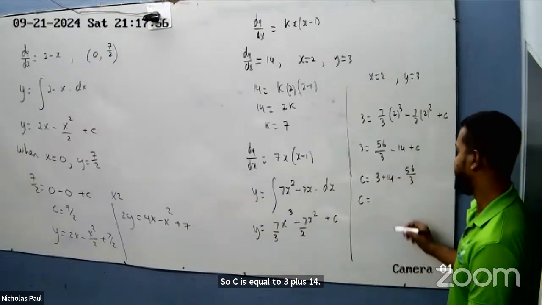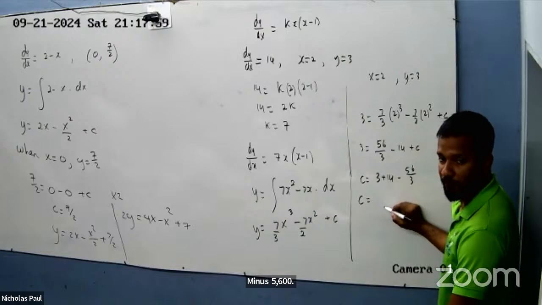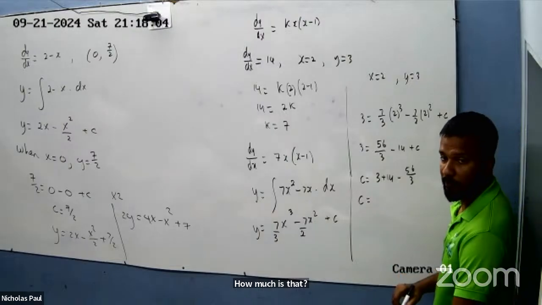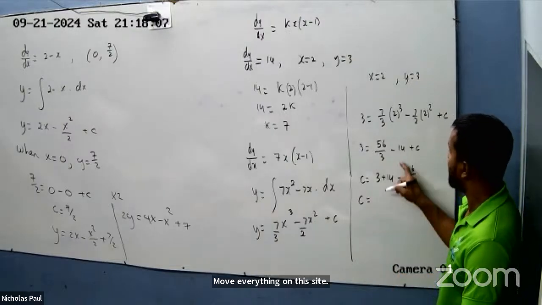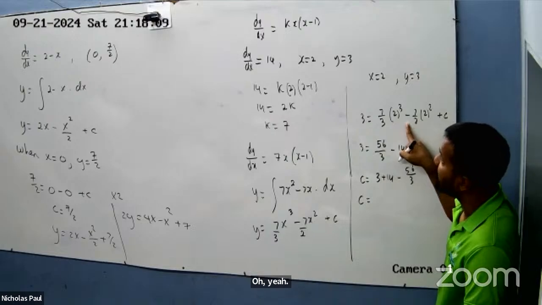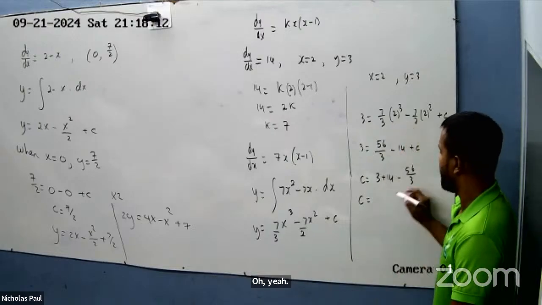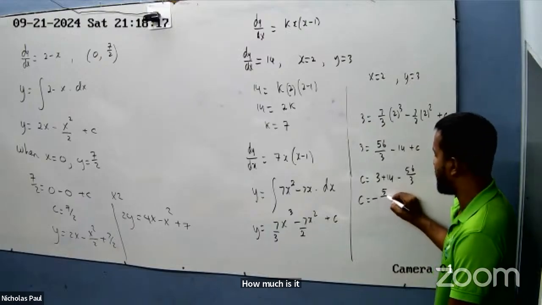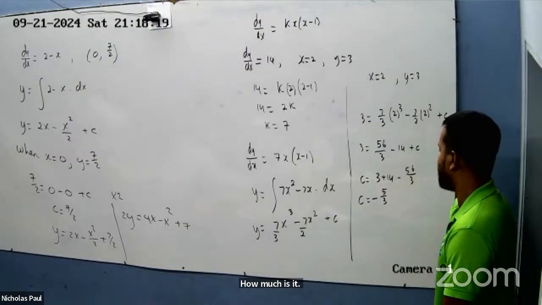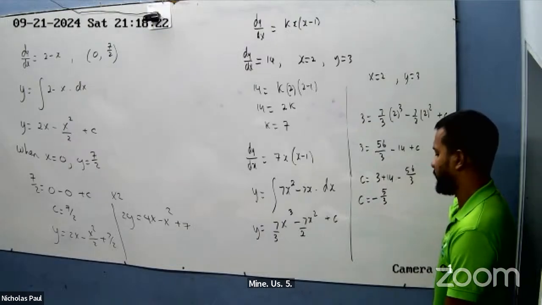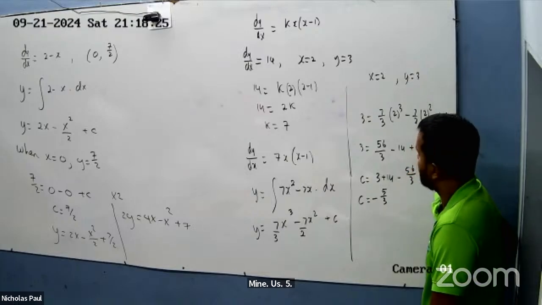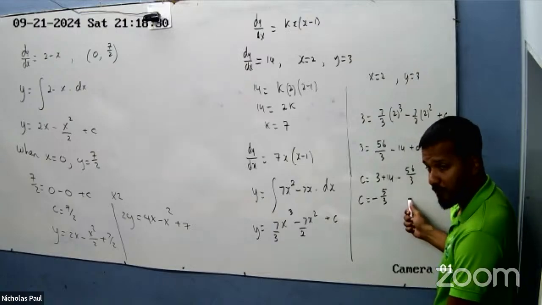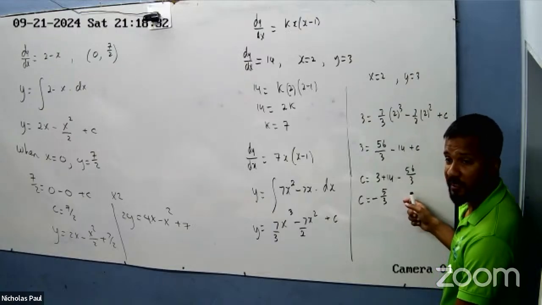How much is that? Move everything to this side. Are we ready? What's the minus here? How much is this? Minus 5 over 3. Okay with us? Anybody else got this? Minus 5 over 3.